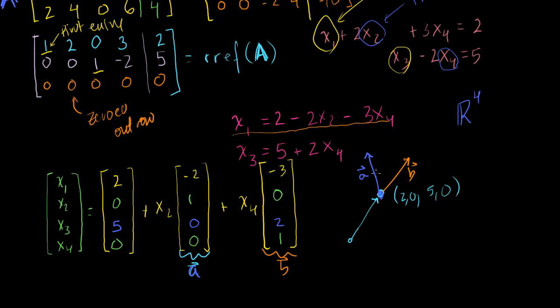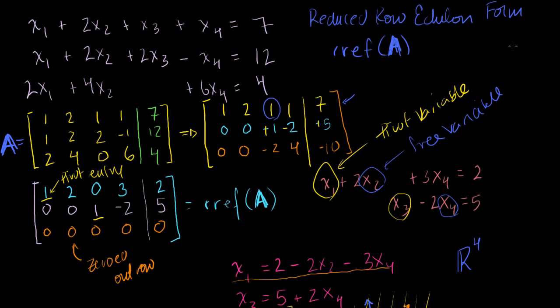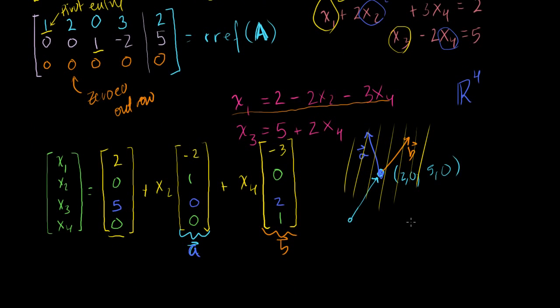We're dealing in R4. But linear combinations of A and B are going to create a plane, right? You can multiply A times 2 and B times 3, or A times minus 1 and B times minus 100. You can just keep adding and subtracting these linear combinations of A and B, and they're going to construct a plane that contains the position vector, or the point 2, 0, 5, 0. So the solution for these 3 equations with 4 unknowns is a plane in R4.